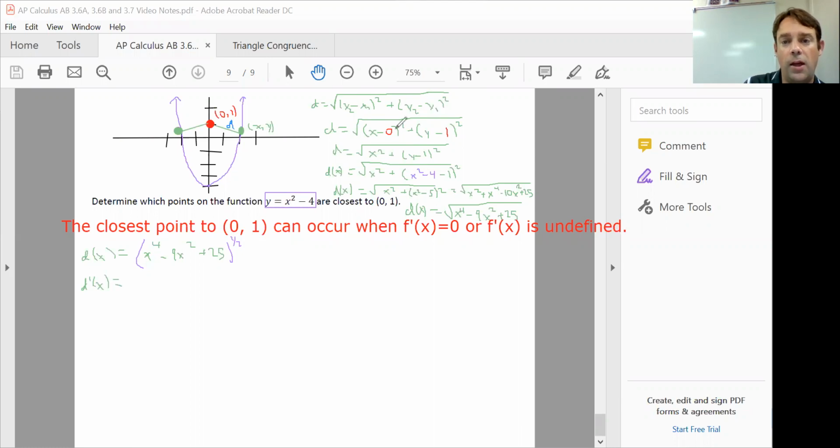equals outside function. So I'm going to drop the 1/2 down, subtract 1 from it. So x to the fourth minus 9x squared plus 25, times the inside function, which would be 4x cubed minus 18x.